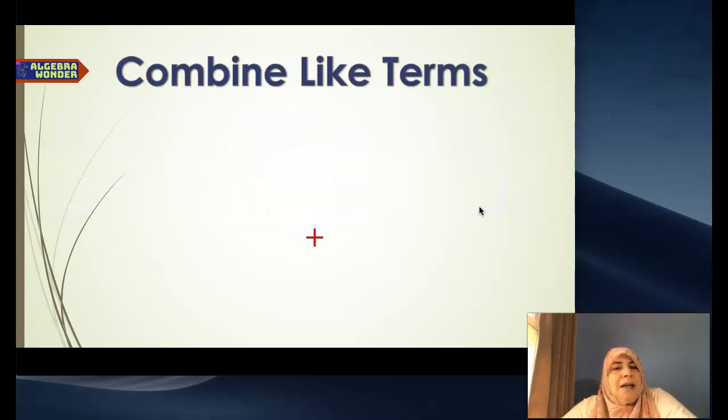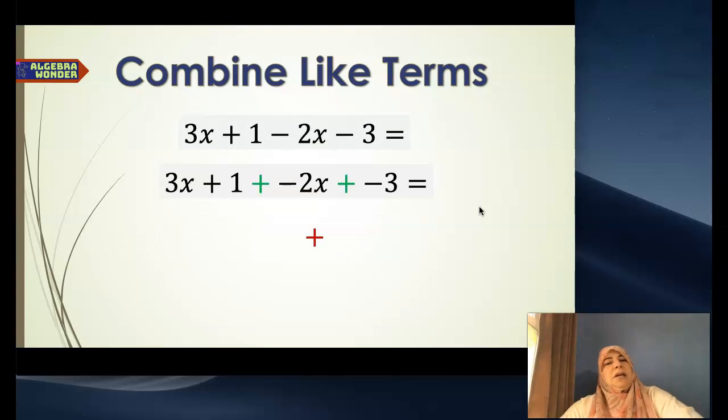Let's see what happens if we have negative numbers, because students really get confused when they see a minus. Remember, adding a negative is subtraction. When you add a negative number, it's the same as subtraction. So when I see negative 2x, I'm just adding a negative 2x. When you see minus 3, I'm just adding a negative 3. So you can think about it like that.